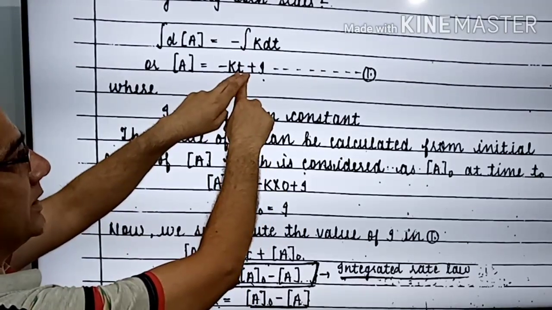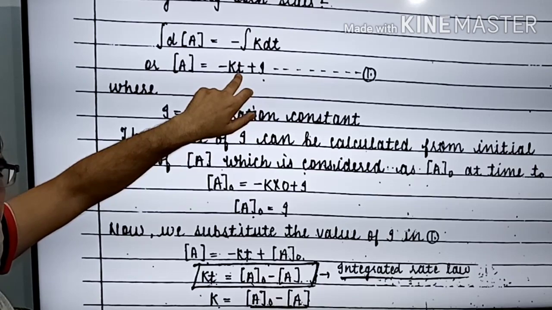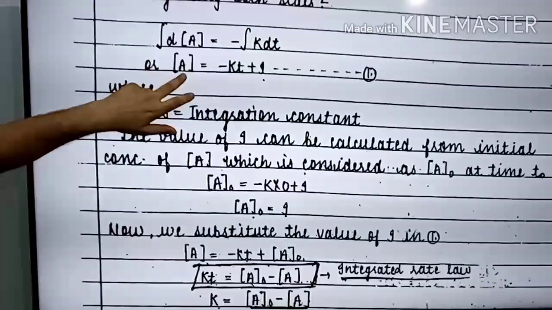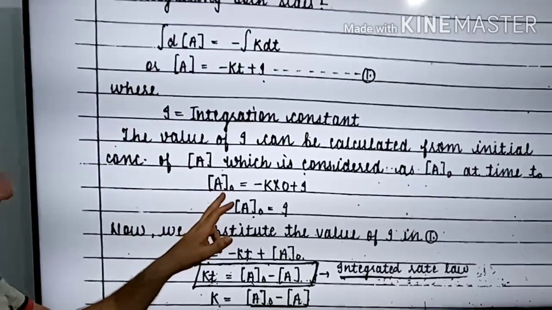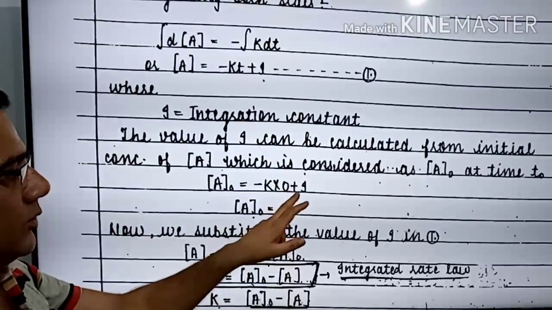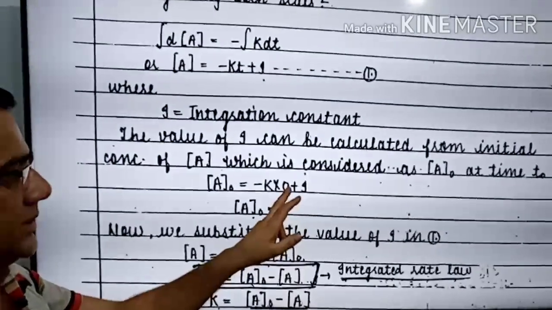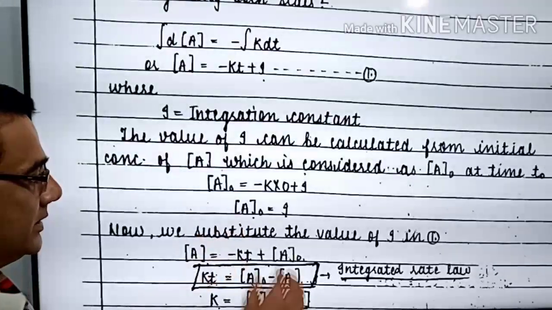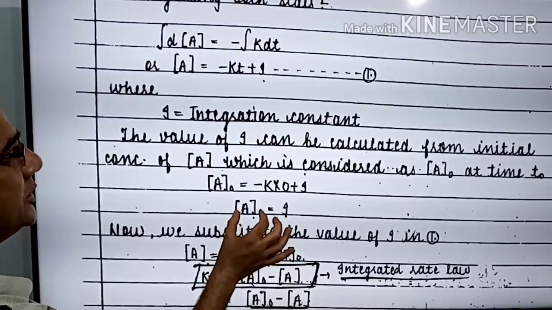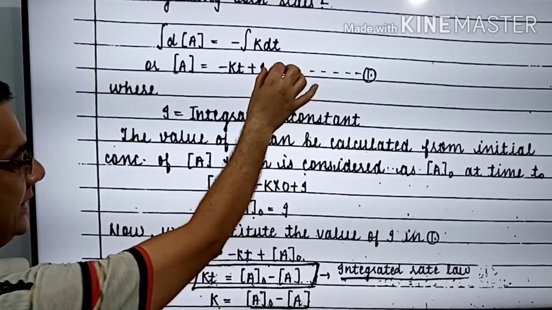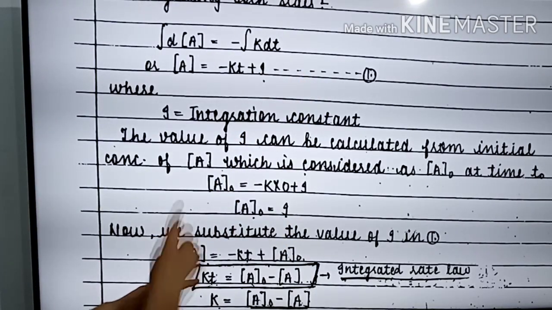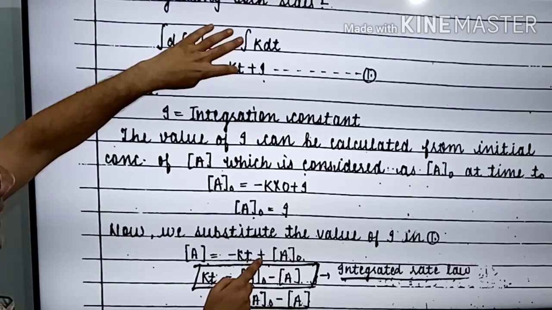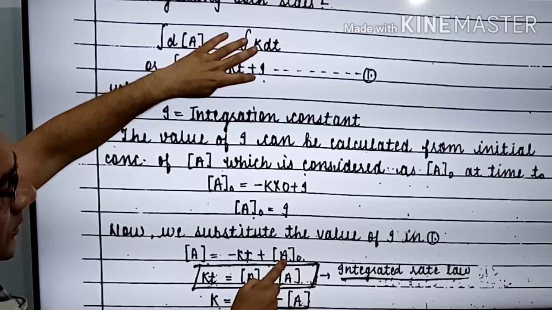When reaction is considered at time t, after 5 minutes, 10 minutes, 15 minutes, then the concentration of A, that is written in this way. So [A]0 is equal to minus k, time is 0, plus I. So this is 0, overall this becomes 0, then I is equal to [A]0. And this value of I, that is [A]0, we put here. Then we get the expression. You see here, [A] is equal to minus kt plus [A]0. Now we solve this further.